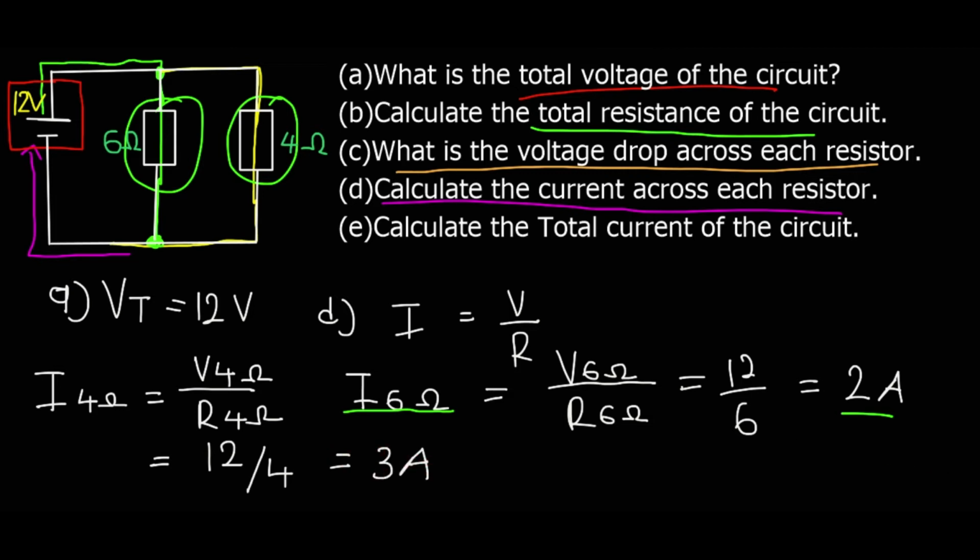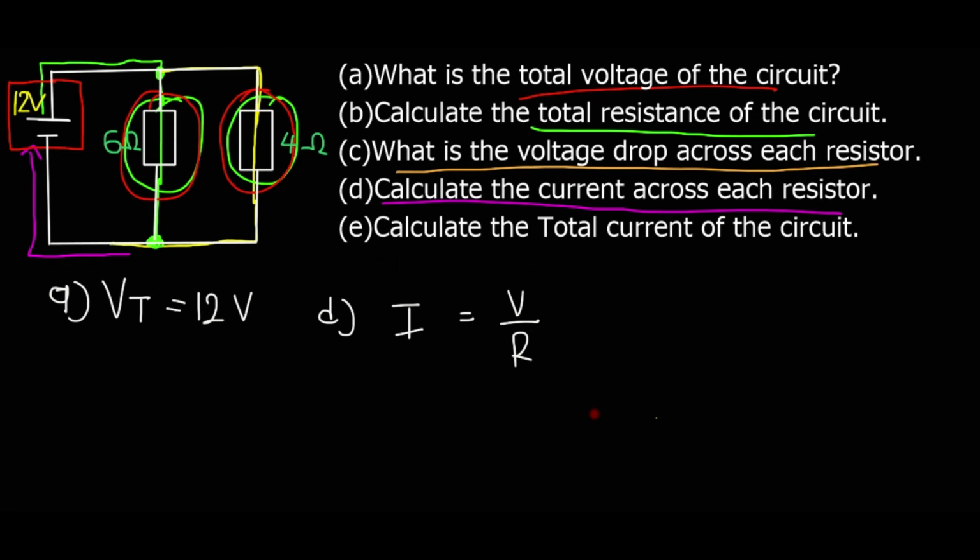So this means current of this 6 ohms is 2 amperes, and then this one is 3 amperes. So our answer is part D. Now let's go to part E. Part E, calculate the total current of the circuit.